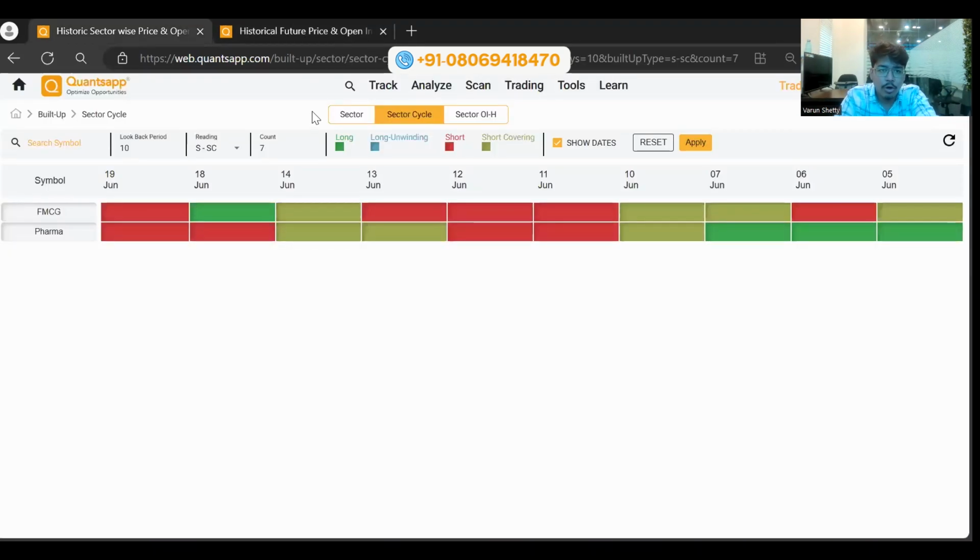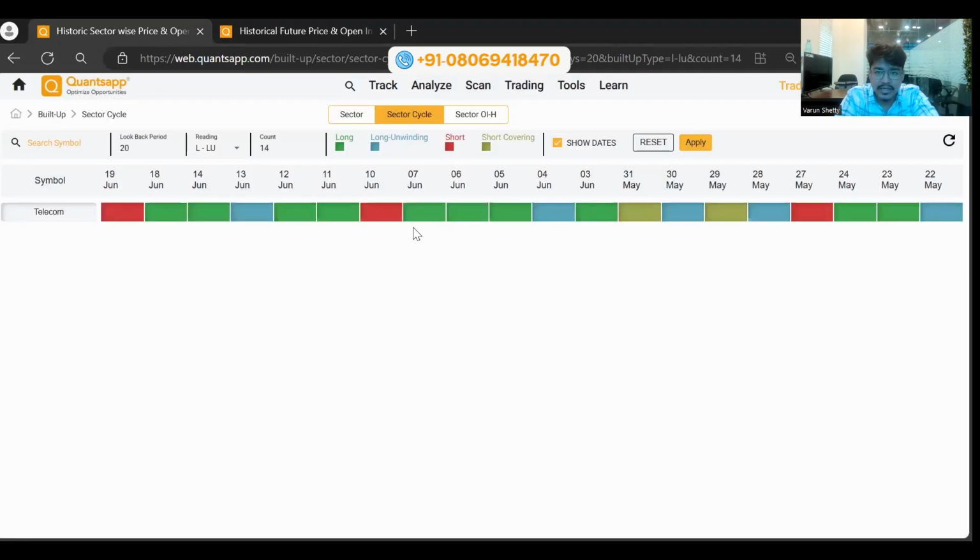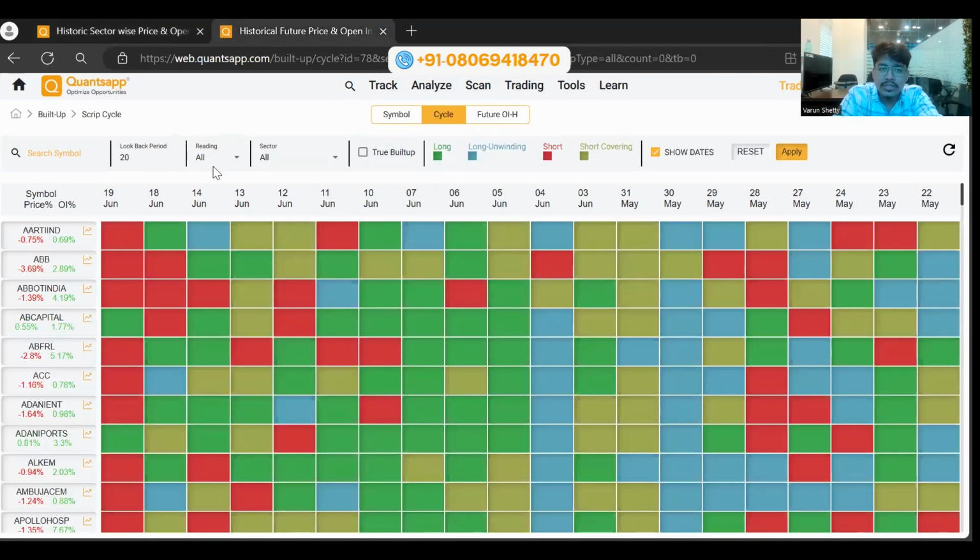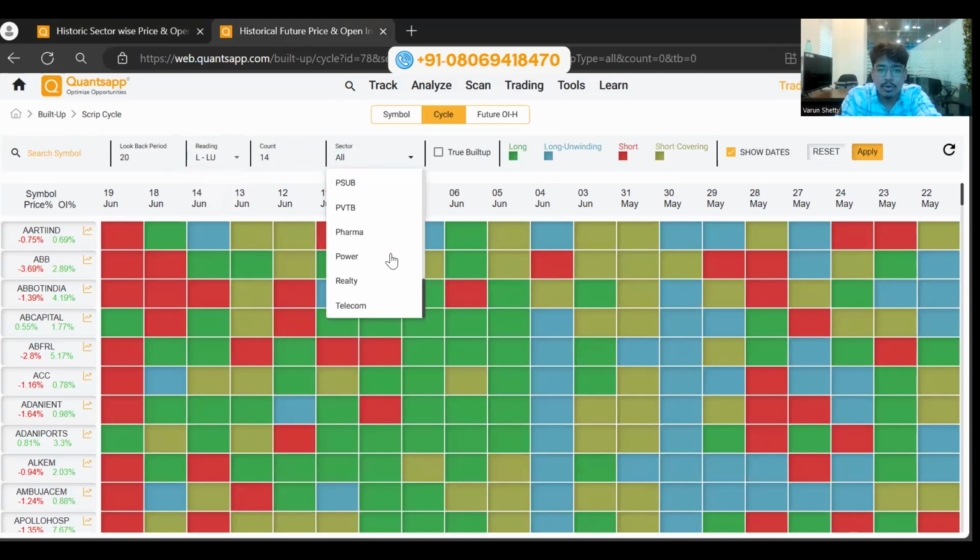Okay, so for long unwinding, we saw which sector. For long unwinding, it was infra and telecom. Generally it was, I guess, infra if it was 12, telecom, right? 20 and 40, it was telecom. So telecom is the sector for long unwinding. So what I do, same thing I'll recreate in scrip cycle 20 and 40, and sector only telecom.